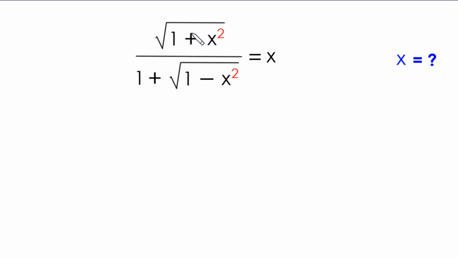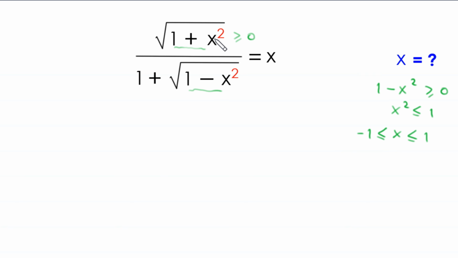The expression in the numerator, 1 plus x squared, is always greater than or equal to 0 for all real numbers, so it does not affect the domain of the equation. Because 1 minus x squared is in the square root, it must be greater than or equal to 0. This implies that x squared must be less than or equal to 1, and this implies that x must be less than or equal to 1 and greater than or equal to negative 1.